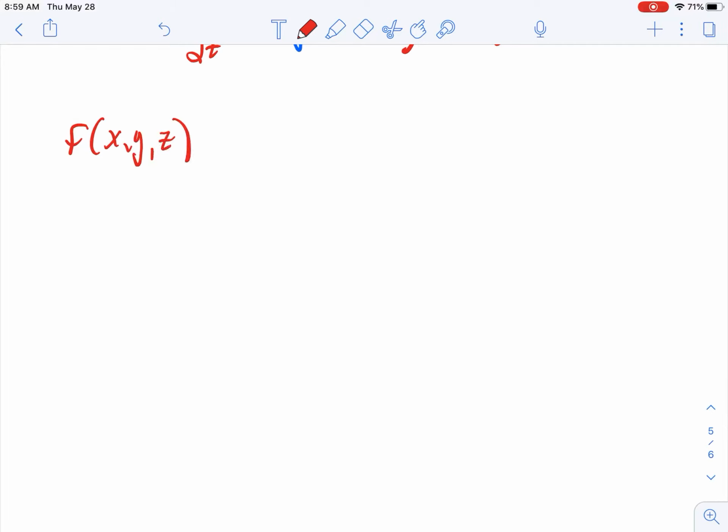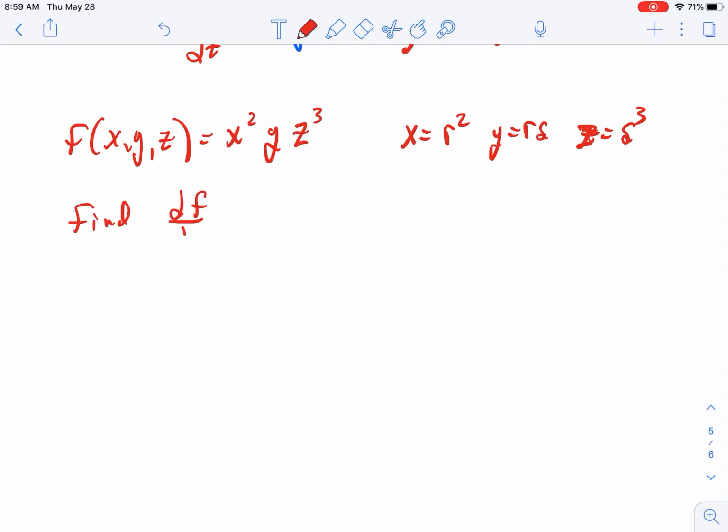So here's my function, f of x, y, z. I have three variables now, of x squared, y, and z cubed. And then I have x equals r squared, y equals rs, and z equals s cubed. Okay. And basically what I want you to do is find del f, del s.